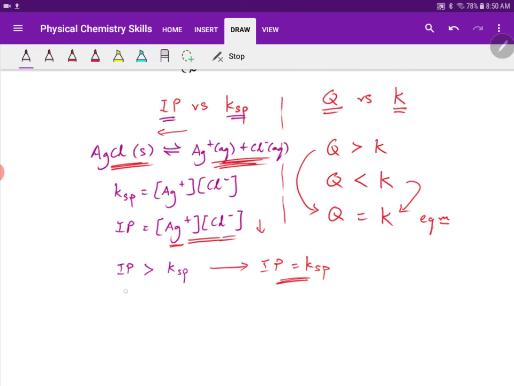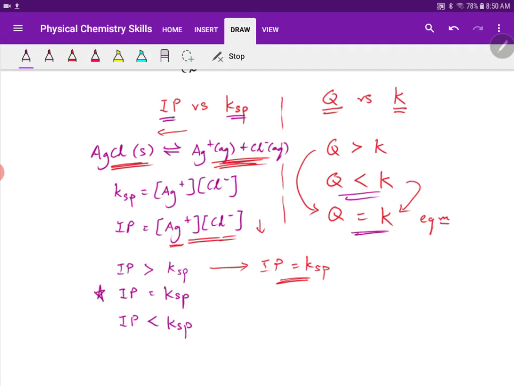So like we mentioned, IP is equal to KSP at equilibrium. This is what every system strives to be. But let's consider this unique case of IP is smaller than KSP. So when we have Q is smaller than K, the reaction will shift in a way where Q is going to increase such that it becomes the same as K.